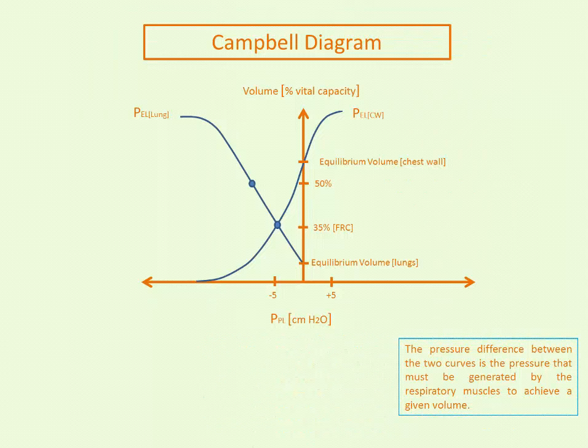So the pressure difference between the two curves, between the static passive chest wall elastance and pulmonary elastance curve, this lateral distance here, this pressure as outlined on the x-axis, this pressure between these two curves is the amount of pressure that must be generated by the respiratory muscles to achieve that given volume, and it's marked here by this orange arrow.